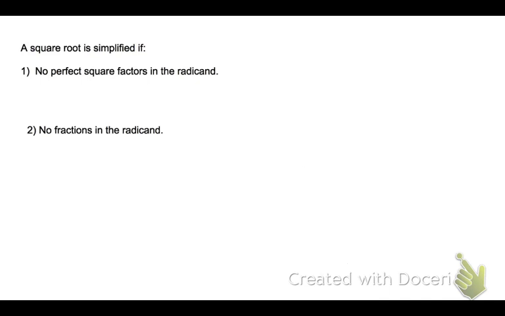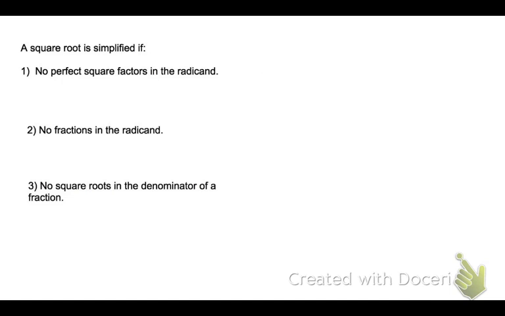That's the second thing. The third thing, and what we're focusing on today really, is that there are no square roots in the denominator. An example of that would be something like 4 over the square root of 3. And this is not considered simplified because the square root of 3 is in the denominator. So that's what we need to deal with.